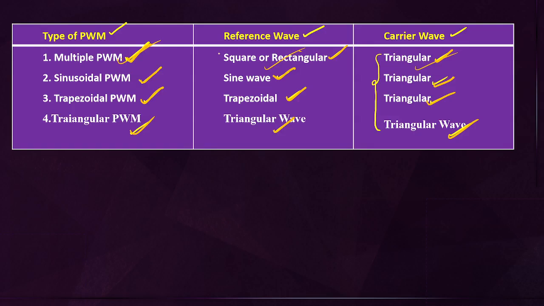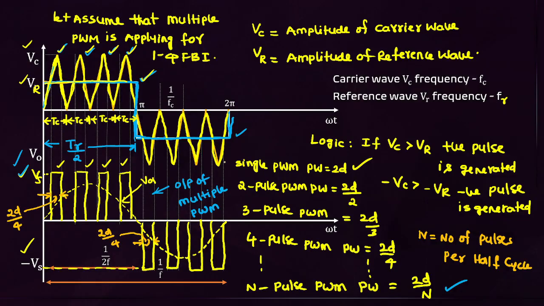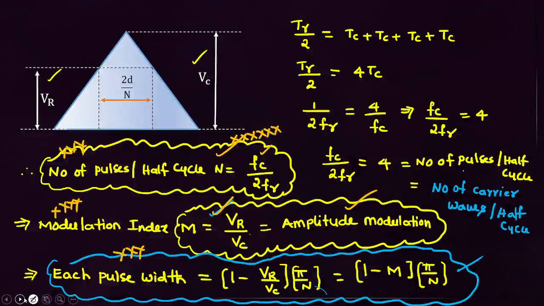Based on the type of PWM, the reference wave is what changes. But in any PWM technique, the triangular wave is the carrier wave. In this case, all this is not required. Mainly you have to concentrate on the number of pulses per half cycle. In the multiple PWM technique, this formula is important.